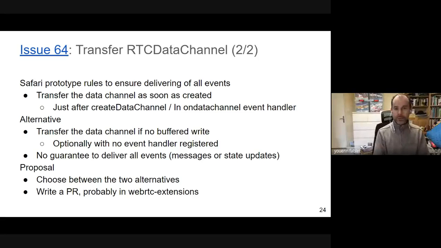On the GitHub issue, there are a few alternatives that were mentioned. You can relax the rules and say you just transfer the data channel even if buffered write is happening. And maybe you will lose some events, like you might miss some messages, you might miss some state updates. That's part of the idea. We relax the rule and you lose some of the nice properties of the non-flexible rules. So I think we should go ahead and make a proposal. So write a PR, probably in WebRTC extensions, and choose between the two alternatives. I would try to stick with something that is a bit more rigid, but ensures that all events are delivered properly.